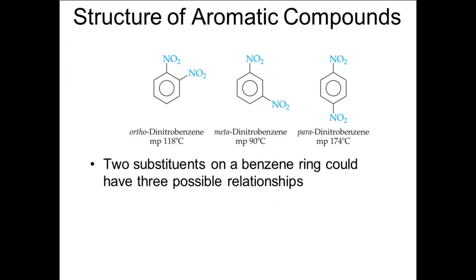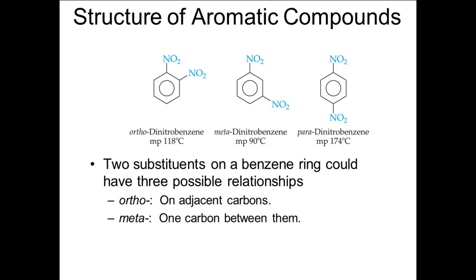When two substituents are added to the benzene ring, as in the examples here, we can have ortho-dinitrobenzene, also called 1,2-dinitrobenzene, meta-dinitrobenzene, also called 1,3-dinitrobenzene, or para-dinitrobenzene, also called 1,4-dinitrobenzene. These are three forms with the same formula.